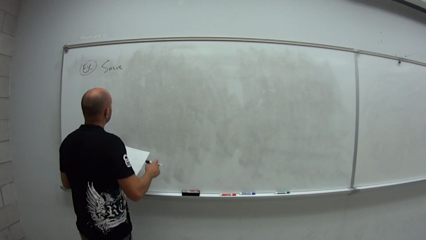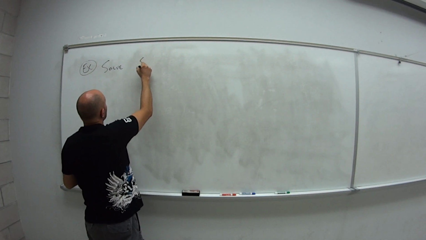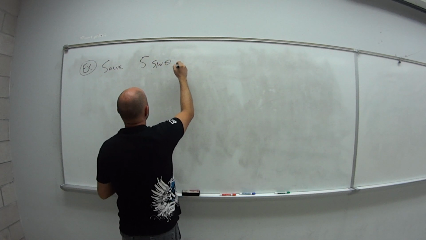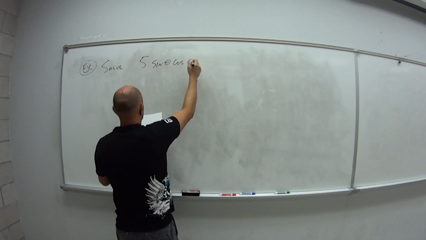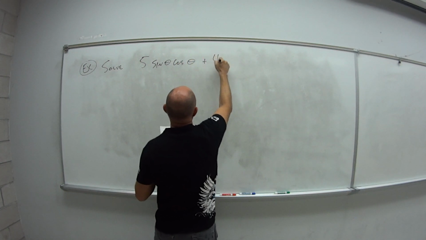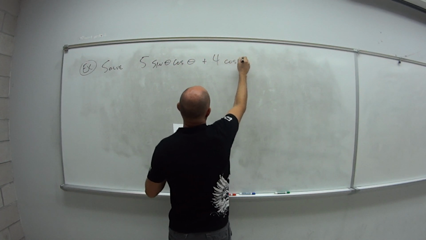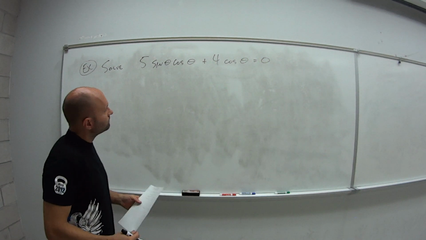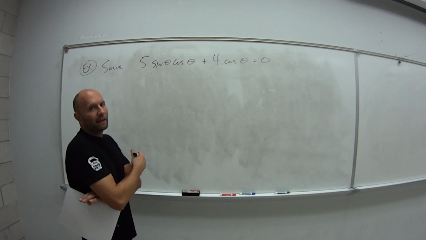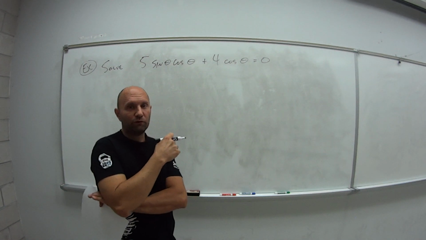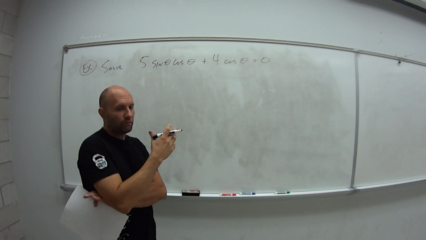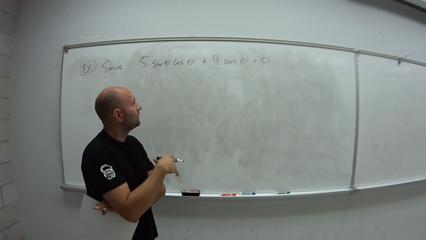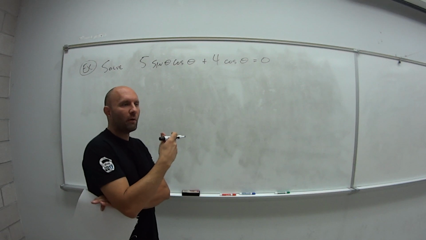Okay, so now we want the following. We want to solve 5 sine of theta times cosine of theta plus 4 cosine of theta equals 0. Again, I see a lot of people struggle because they have these trig function equations and they're not really sure what's the first thing they're supposed to do, because these trig functions throw them off.